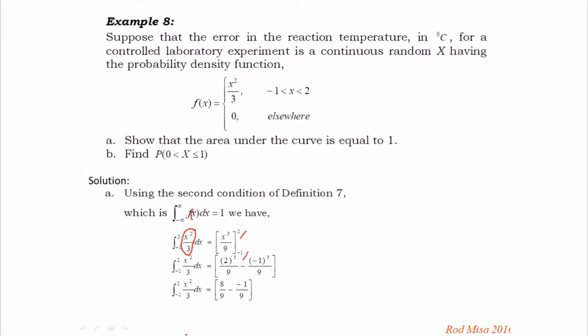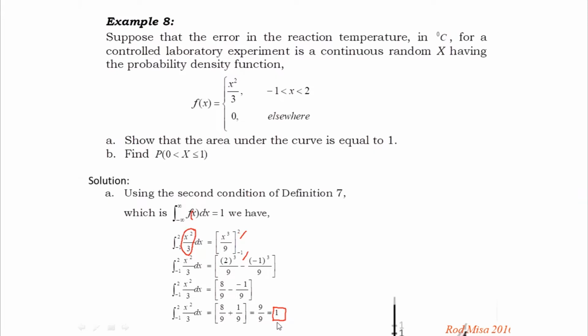Minus the negative 1 over 9 is positive 1 over 9. And 8 over 9 plus 1 over 9 is 9 over 9, and obviously this is equal to 1. So this shows that the sum of all probabilities in the domain of this probability function, from negative 1 to 2, is 1.